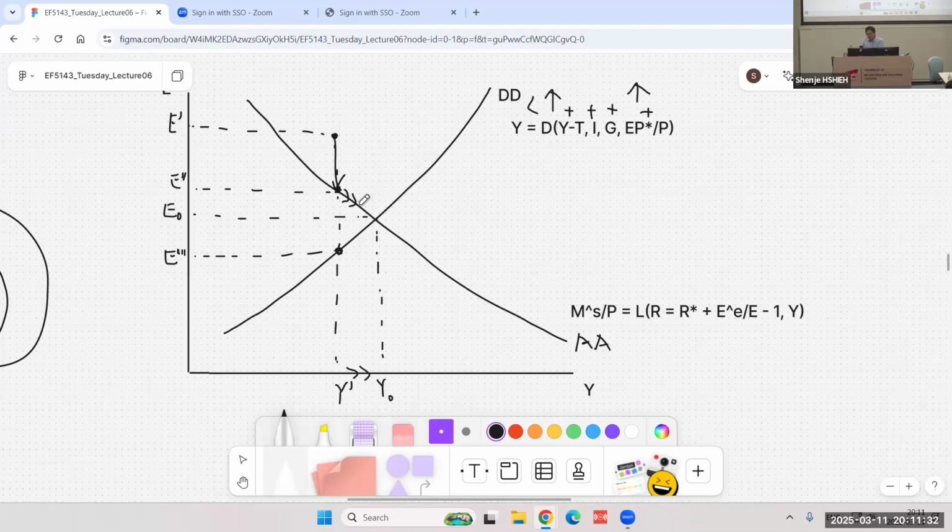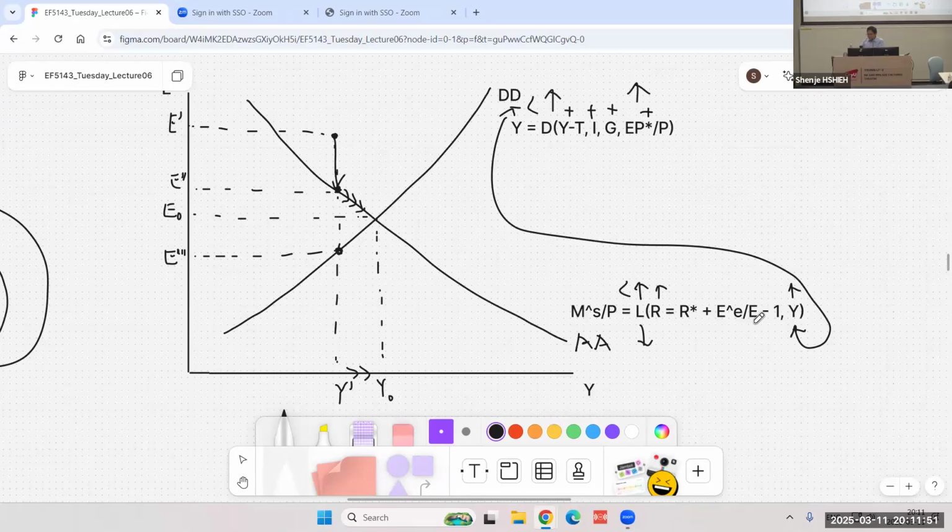To see that it's moving along the AA schedule, just bring this increase in Y to here, right? Increase in Y means liquidity preference also increases. To restore equilibrium, we have to find a way to decrease that, which means that R has to increase.